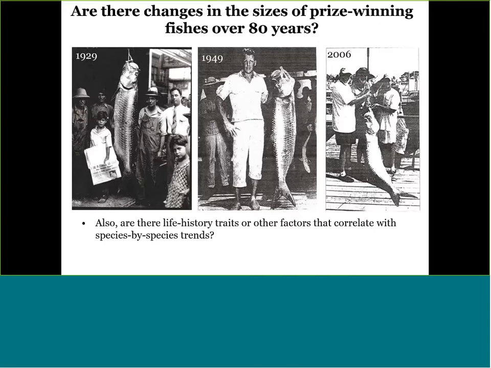So the basic game we played was to look at data from these tournaments available from going way back in time, like take 1929. And there is the size of a winning tarpon. And then jumping forward 20 years, there's another winning tarpon, and it's about the same size. And then in 2006, there's another tarpon, and it's still about the same size. So the sizes of these winning tarpon haven't really changed through time. And that's a comforting thought, right? That's something that says, okay, we still have at least a few big fish in this system.